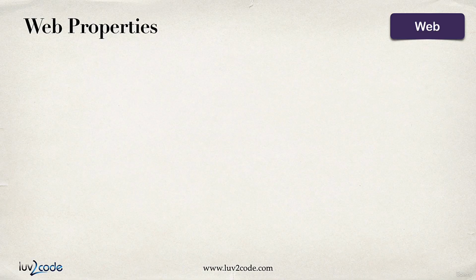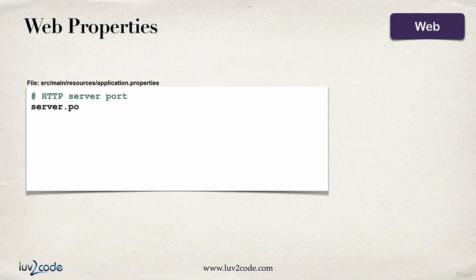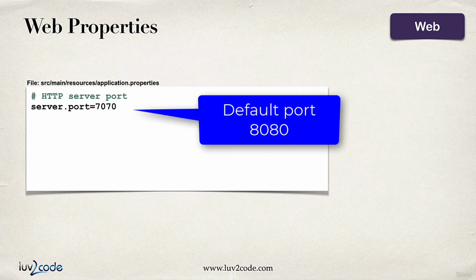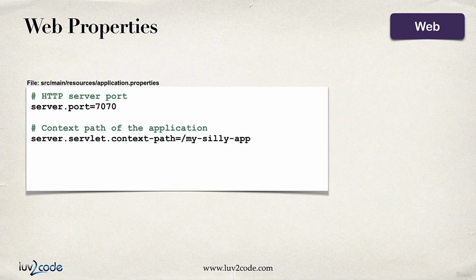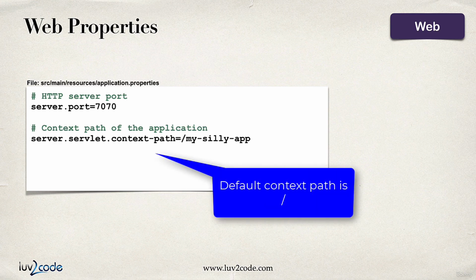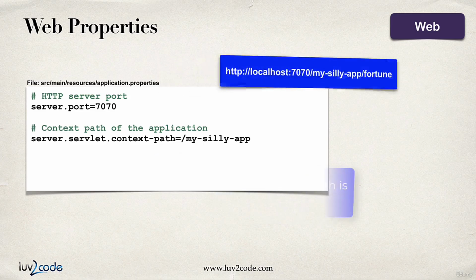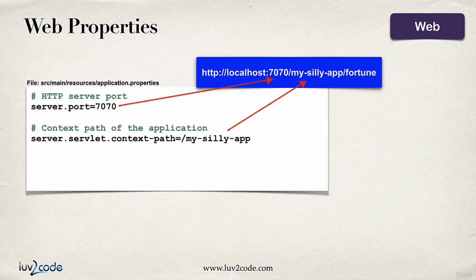Next, we can take a look at some of the web properties. In this application.properties file, we can set up the port that the server will listen on. By default, the port is 8080, but you may want to change it, so I'll say server.port equals 7070. We can also change the context path of the application. The default is just a slash, but here we'll give a context path of /mysillyapp. So when you access your application in the web browser, you give localhost:7070, that's the port, then /mysillyapp, the context path, and then whatever endpoints you're going to access, like our Fortune or our Workout.